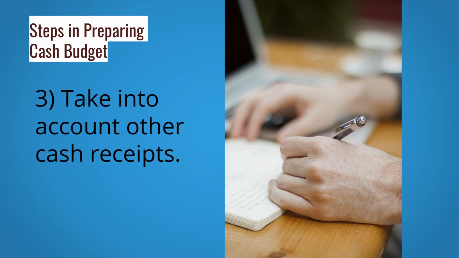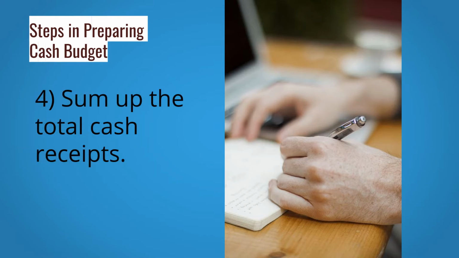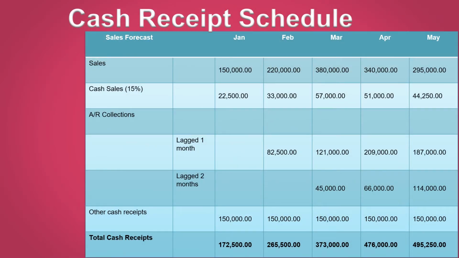Number 3. Take into account other cash receipts. Other cash receipts are sources of cash other than sales, such as interest payments received. And number 4, sum up the total cash receipts. Let's now prepare the cash receipt schedule following steps 1 to 4.